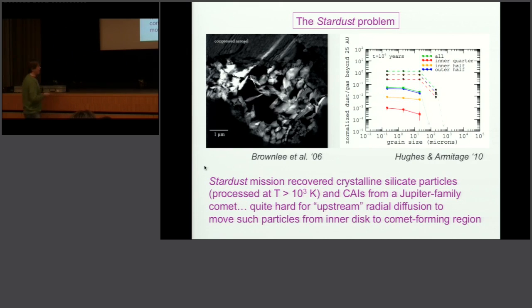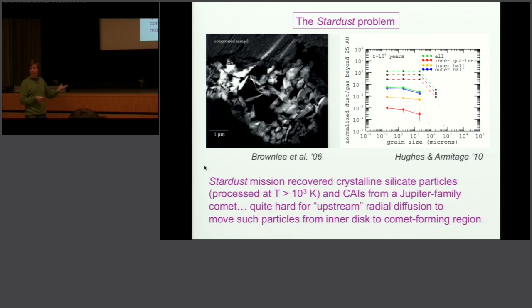However, these samples were recovered from a Jupiter family comet, which probably formed instead out at tens of AU away from the sun. So how did those particles, some of these are maybe tens of microns in size, get from very close to the sun out to the comet-forming region to be incorporated into the comet and then sit around for the rest of the lifetime of the solar system? So you can apply the kinds of considerations we've just been giving to ask whether upstream radial diffusion through the turbulent disk could take those particles that you form close to the star and move them out to the comet-forming region.